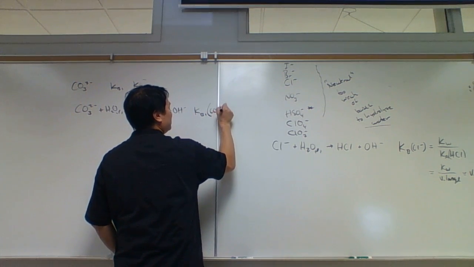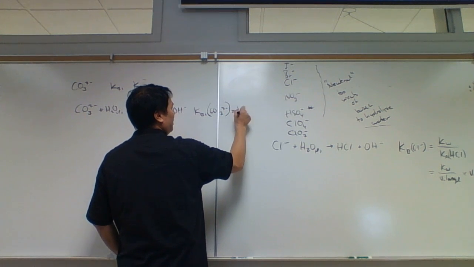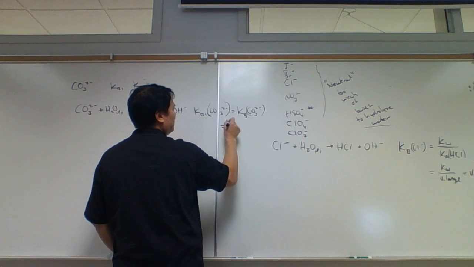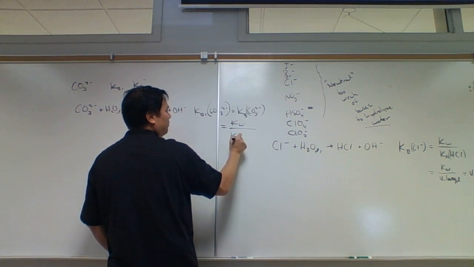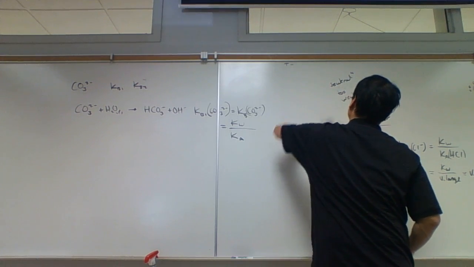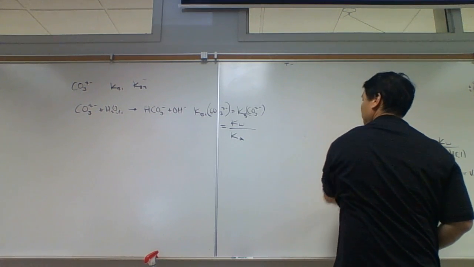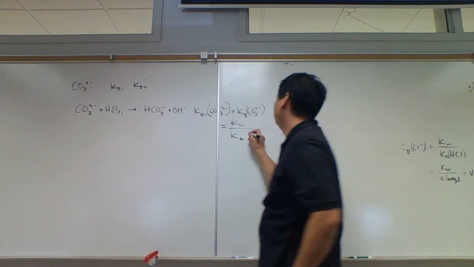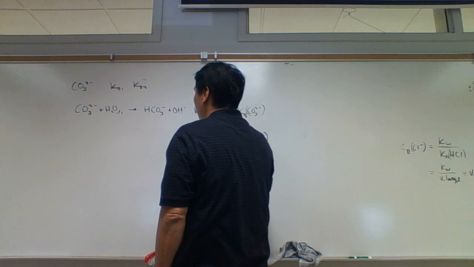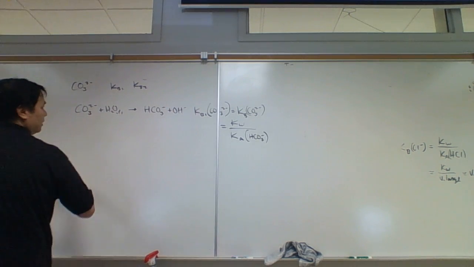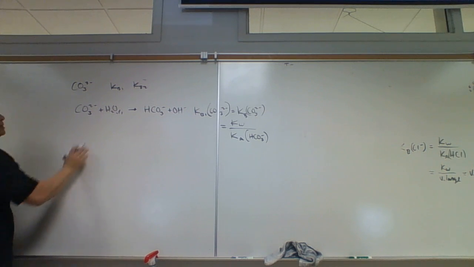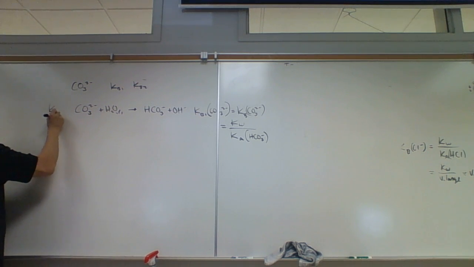Kb1 for carbonate is equal to Kw over Ka for what acid? Bicarbonate. And so we look up the Ka value for bicarbonate, and this is significant. This is fairly basic, actually. This would be the Kb1 step.